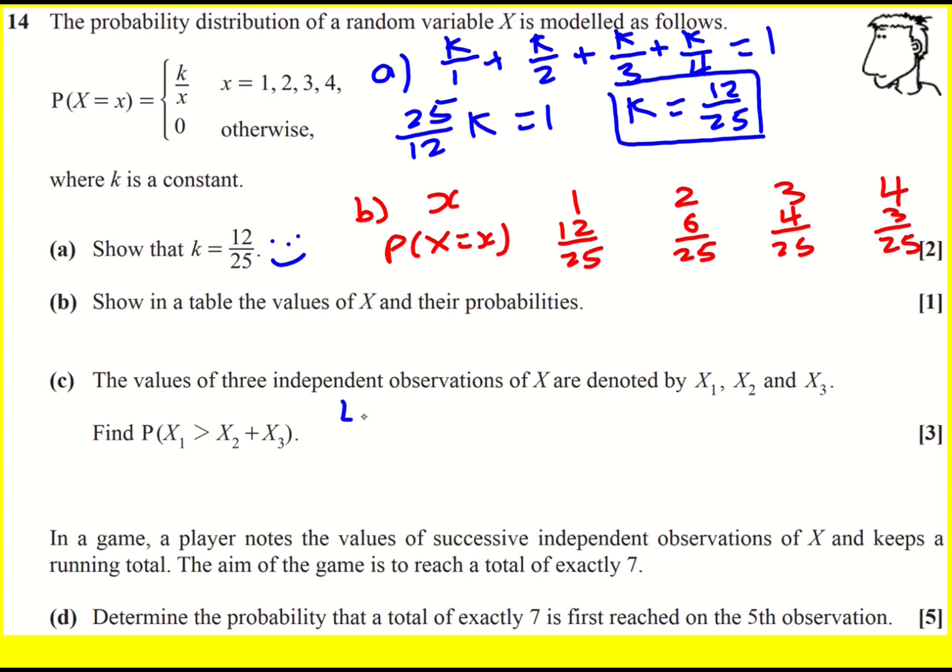Well, the first one could be 4. That's the highest possible value. And then we could be followed by a 1 and a 1. We'll worry about the probability of that in a minute. We could have 4 and then 2 and then 1. Or we could actually reverse it and have 4 and then 1 and 2.